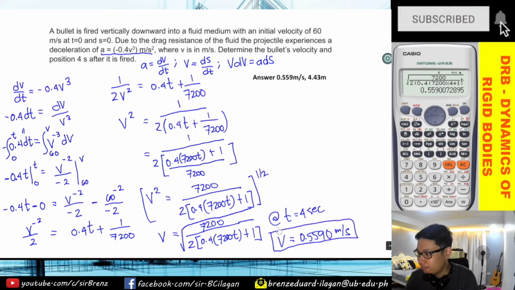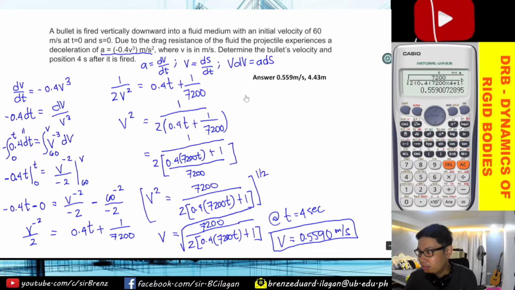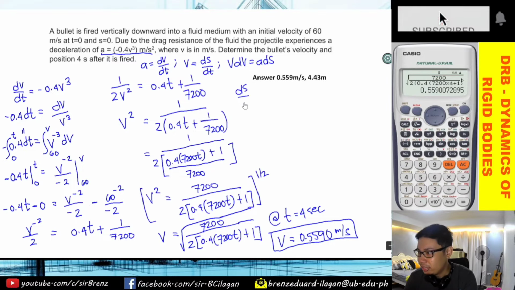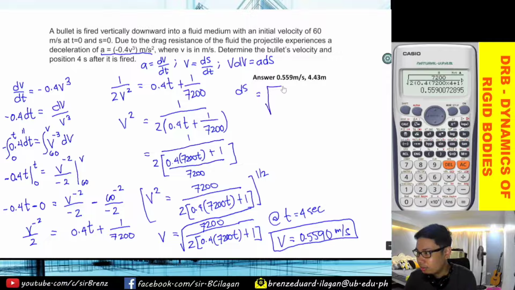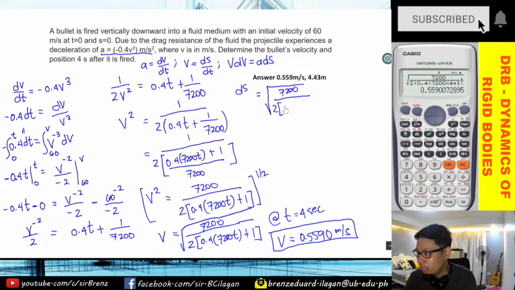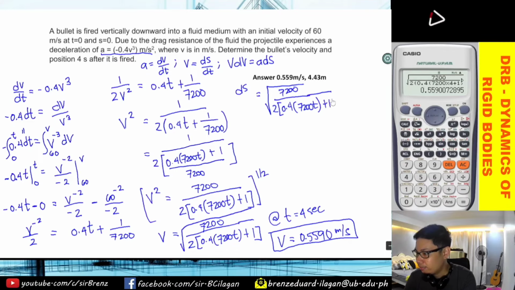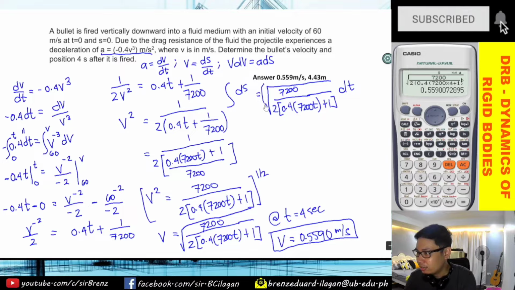So, paano naman yung pangalawa? So, para doon sa pangalawa, ganun lang din ang gagawin nyo. So, this time, itong equation na to, di ba alam naman natin na v is equals to ds over dt. So, mangyayari dyan, ds all over dt. So, taas na natin yung t. So, magiging ganito siya. So, square root of 7,200 all over 2 times 0.4 times 7,200t and then plus 1. So, magiging dt. So, take integral of both sides.